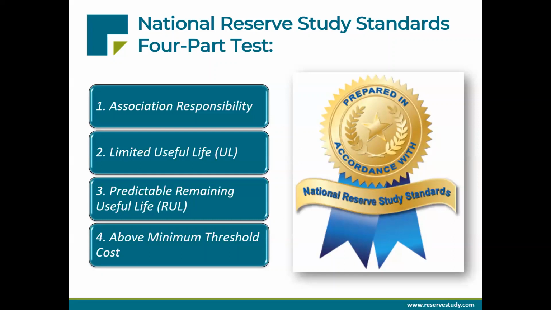Okay, the third part of our test, I think, is maybe the most complicated, which is that the component has to have a predictable remaining useful life in order for it to be appropriate to include that in the funding plan. Now, the key word there is predictable, and to be even more specific, what I mean is predictability in terms of scope and frequency. So if you can't reliably predict how much money you'll be spending on something or how often, then it's probably not a good idea to handle it through reserves.